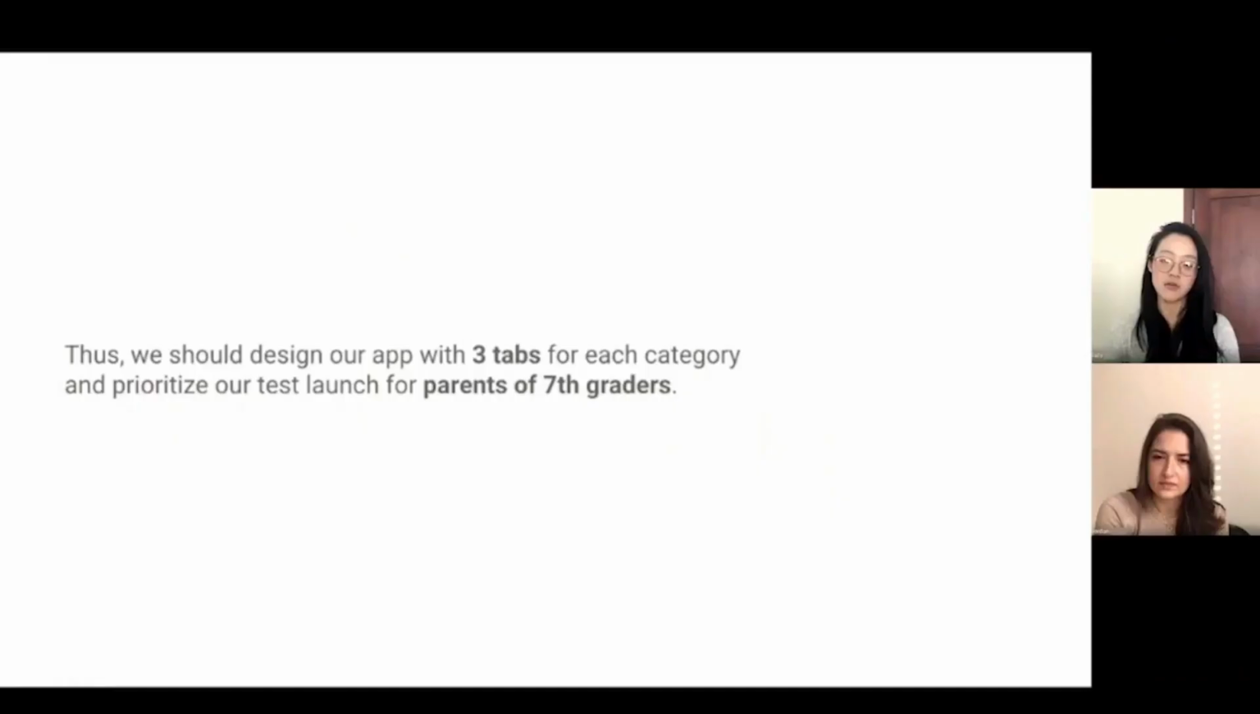So what that means, these two data points, is that for number one, for the categories, we should create 3 tabs, or a way in which we can easily group activities into 3 buckets: the academic, sports, and extracurricular activities. And secondly, because 7th graders were the ones who had the least amount of attention, we would have the biggest amount of impact if we prioritize targeting them during our test launch.